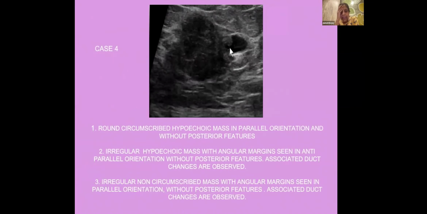Case number 4, again, quickly tell us which one of these descriptors will fit into it. Each descriptor, starting with shape, orientation, margins, echogenicity, and posterior features.